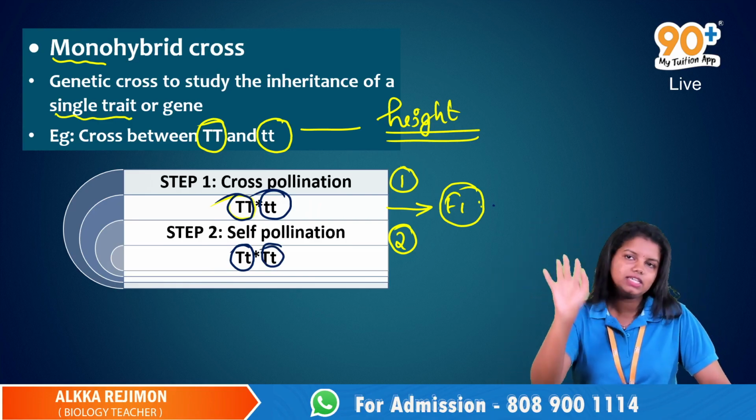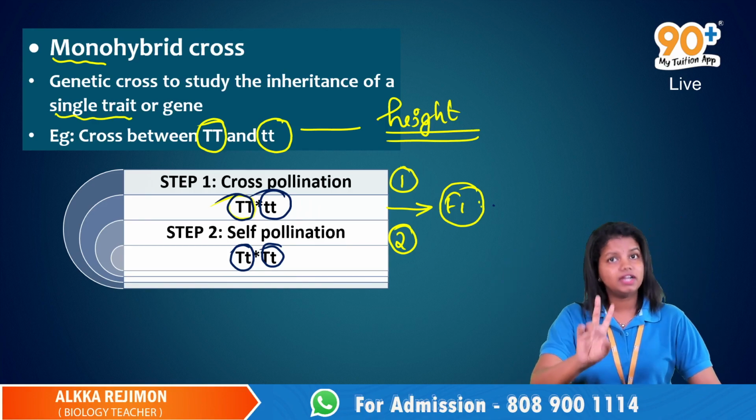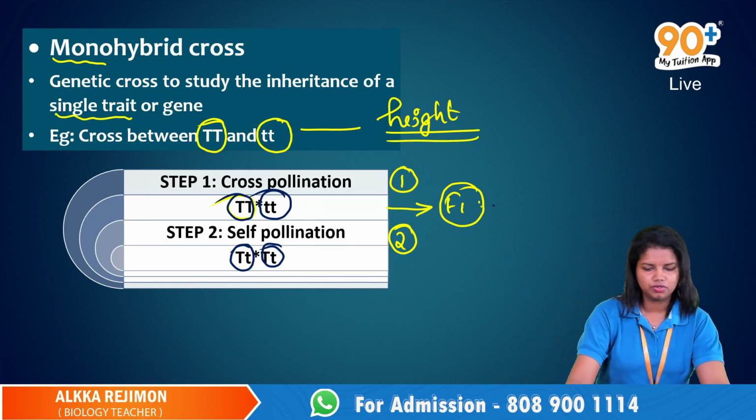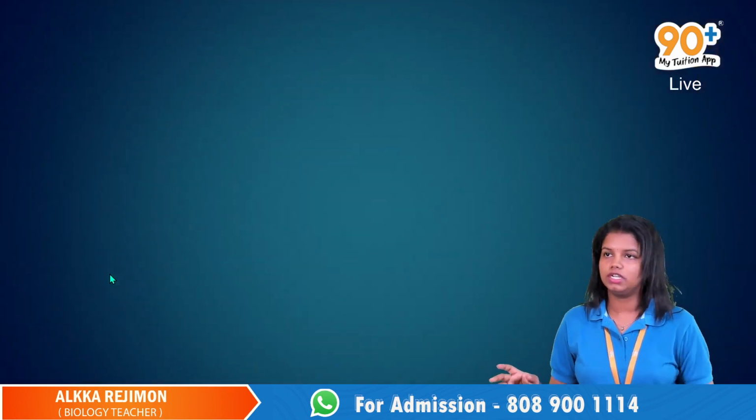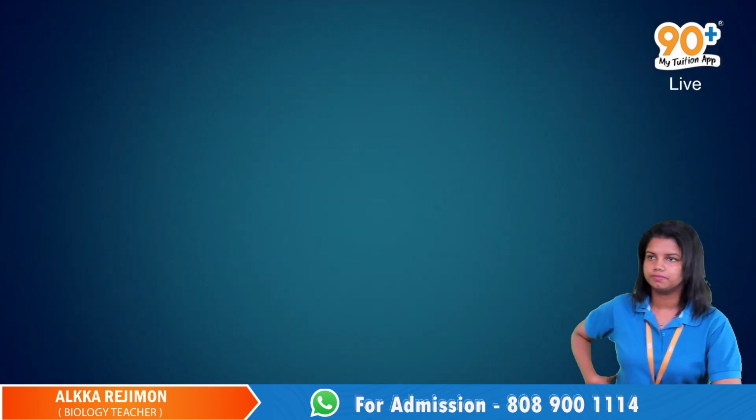When doing dihybrid, the same steps are followed, but the difference is that there we have to study two characters. So let's play an animation and see how this monohybrid cross was done. Yes sir, please play it.